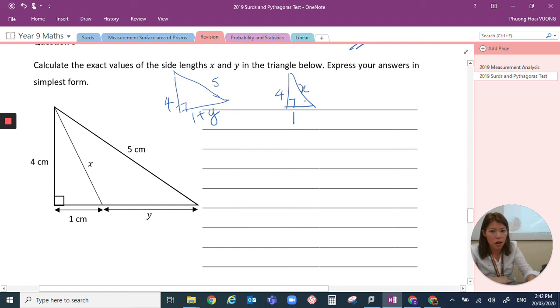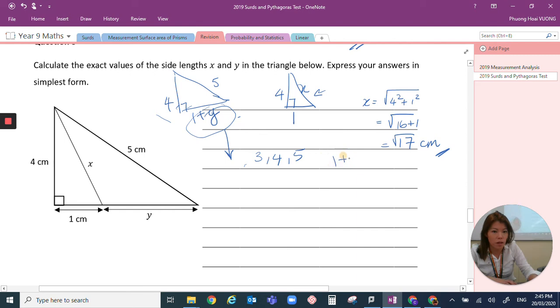So out of these two triangles, we have this one as the easiest one. So we will work this one out. So we have x equals the square root of 4 squared plus 1 squared equals 16 plus 1 equals the square root of 17. And look for the unit, centimeters. There are two methods. We can realize that this is a 3, 4, 5 triangle, which means that this side is equal to 3. 1 plus y equals 3. So therefore y is equal to 2.